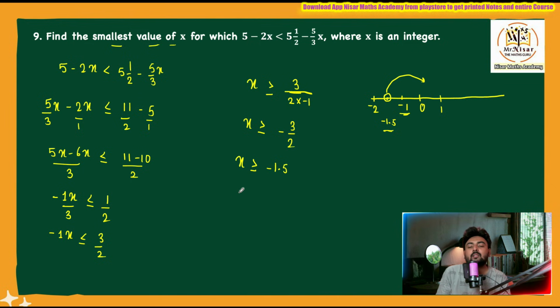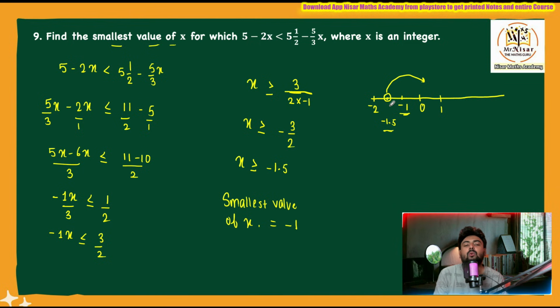So here your answer should be the smallest value of x, where x is an integer, it will be minus 1. I hope you are able to understand, because x is equal to and greater than minus 1.5. So the values which are greater than minus 1.5 will be minus 1, 0, 1, 2, 3. The first integer you will be getting is minus 1.